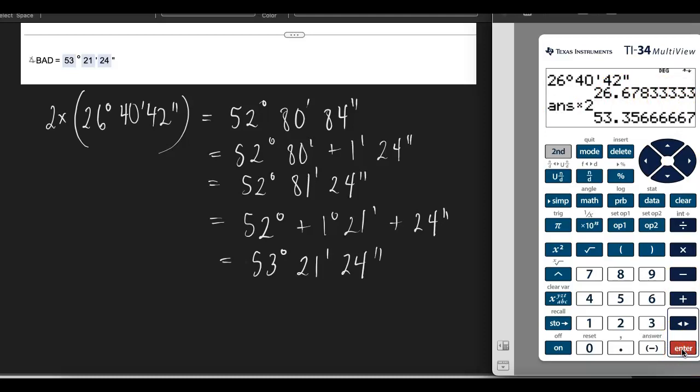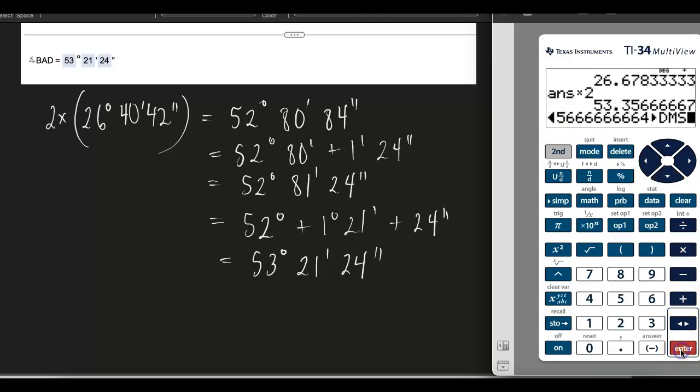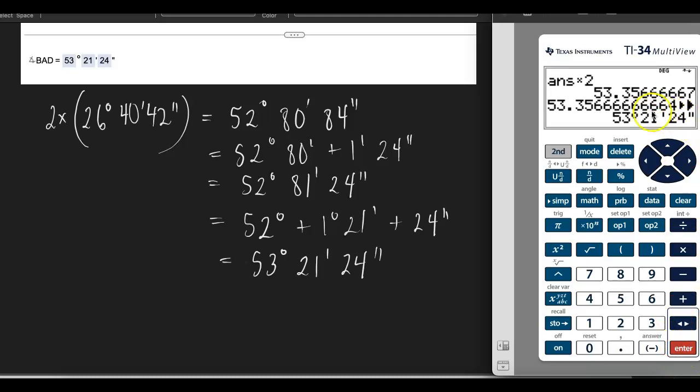Now I'm going to change this decimal form into the degree minute second form by coming back to the angle menu, go down to the last option here, and that changes our previous answer. You can see here it's actually pasted in the previous number, and it's going to change that to degree minute seconds, and notice that we end up with the same thing as if we did this by hand.